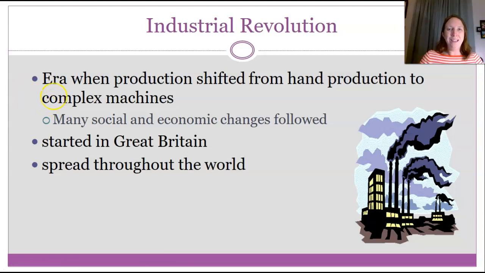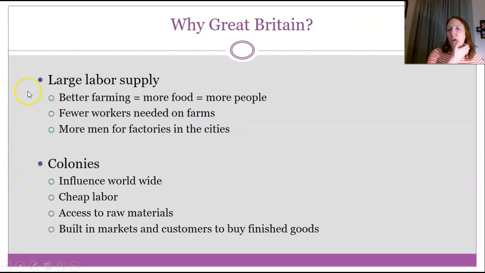Okay. And why is that so important that it constitutes its own historical era? It's because of all of the social and economic changes that followed. The Industrial Revolution started in Great Britain, but spread throughout the world. And we're going to see why as we keep on going. So why did it start in Great Britain?